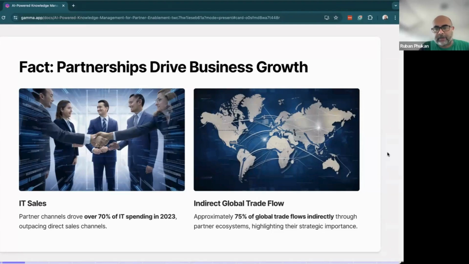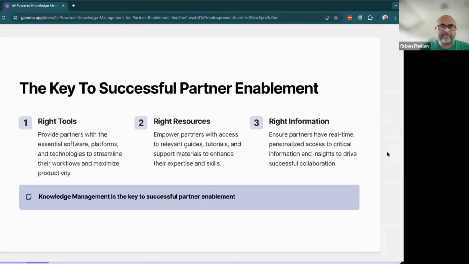And when we look at the indirect global trade flow, almost three-quarters of that, 75% basically, flows indirectly through the partner ecosystem. So this is why it is so important for businesses to focus on partnerships or strategic partnerships as a channel and enable the partners the right way, because it can drive huge growth potential for businesses.